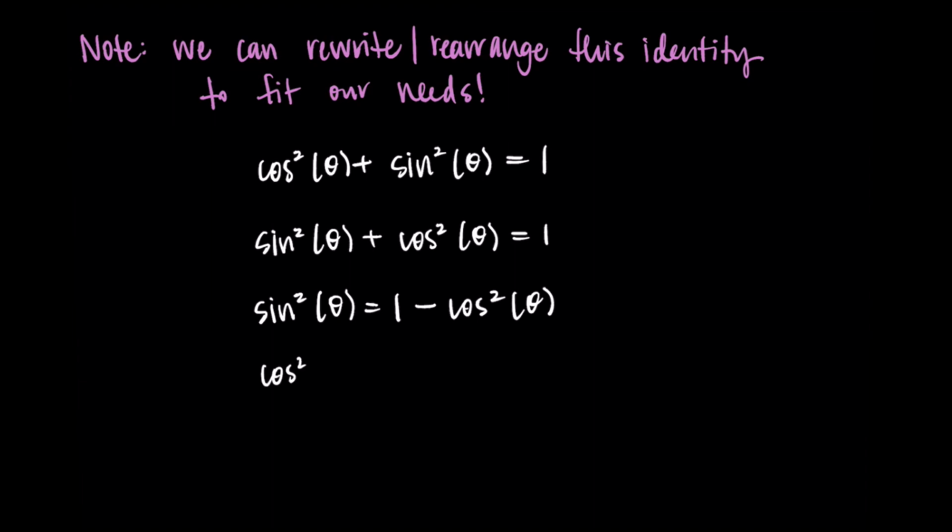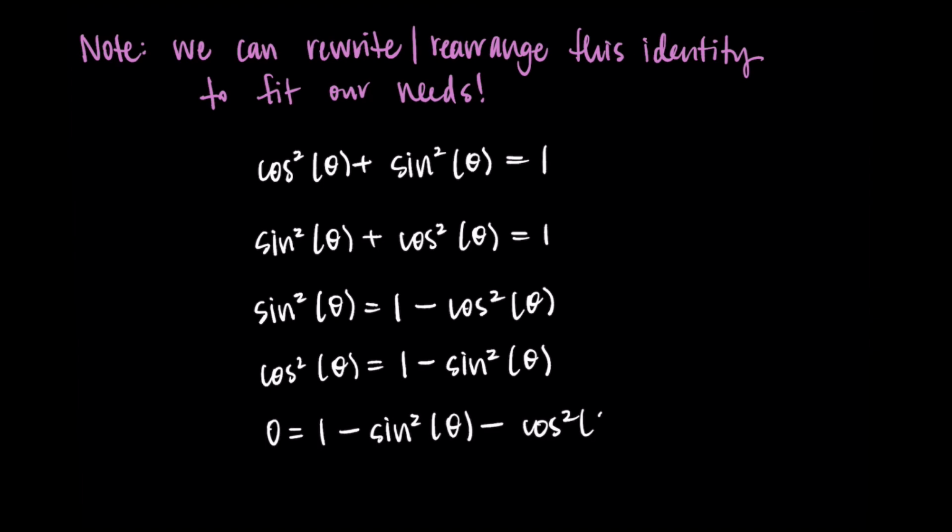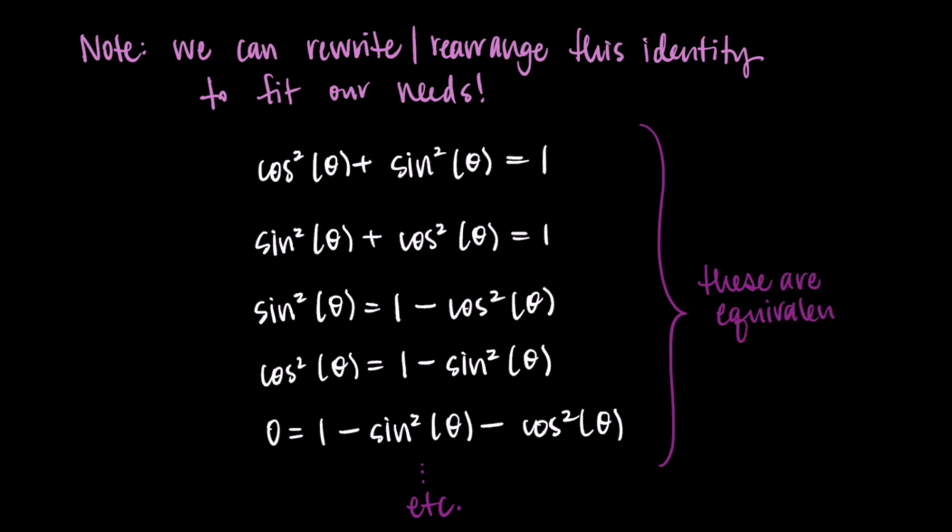Or I could have done it the different way by subtracting the sine squared. So I could have cosine squared equals 1 minus sine squared. Or if I wanted, I could even put everything on one side. I could have 0 equals 1 minus sine squared minus cosine squared, etc. So you can manipulate this any way you want to get the version that works for you. Maybe the problem you're working with has a sine squared in it, and you'd really rather rewrite it as 1 minus cosine squared. You could use that identity in order to get that to work.